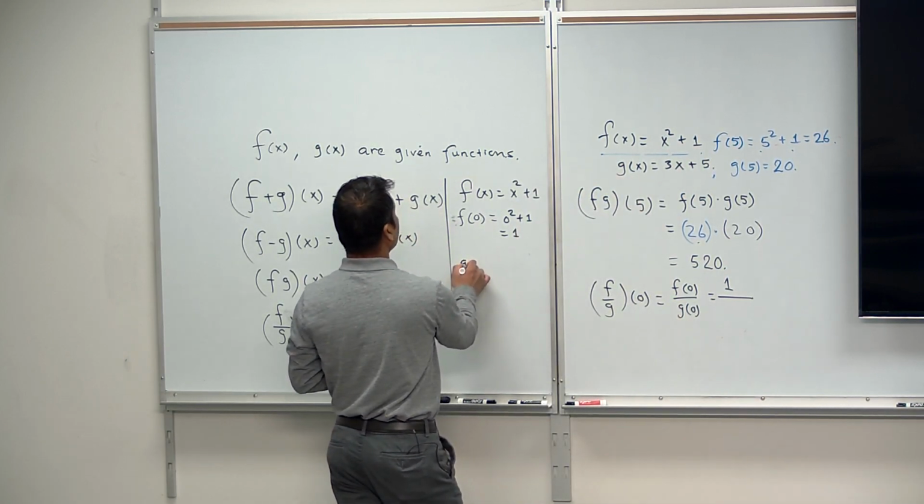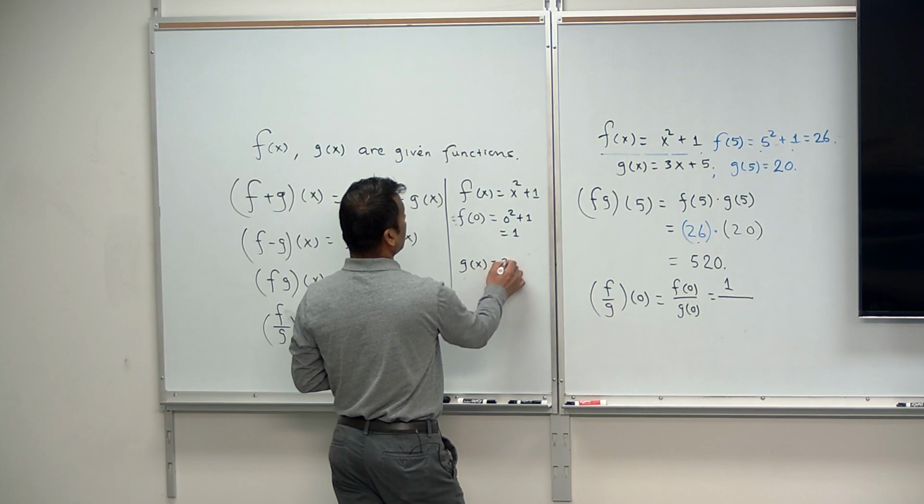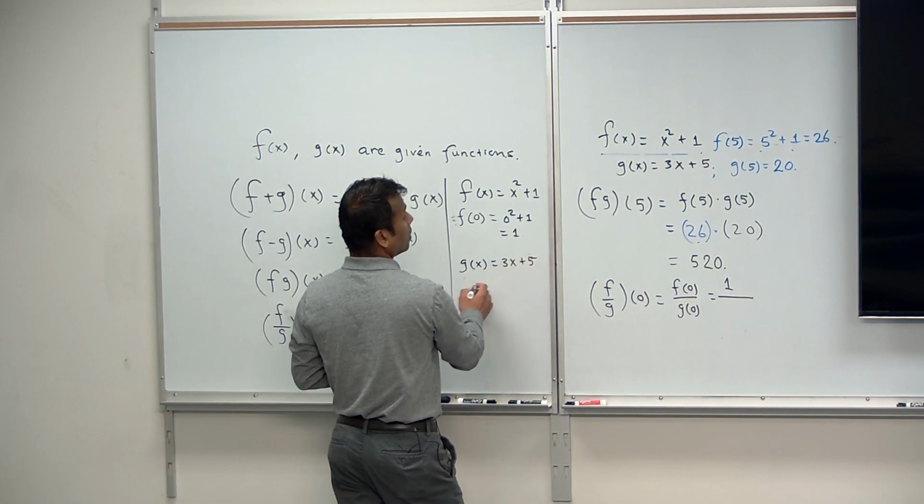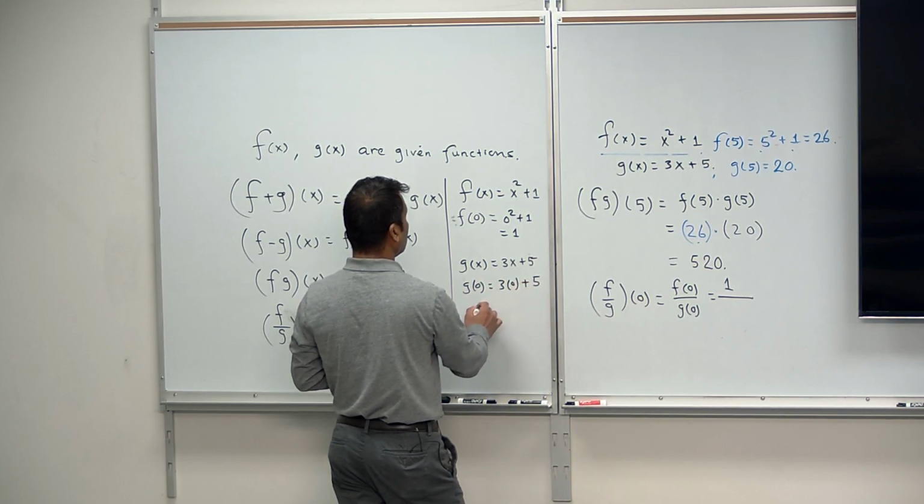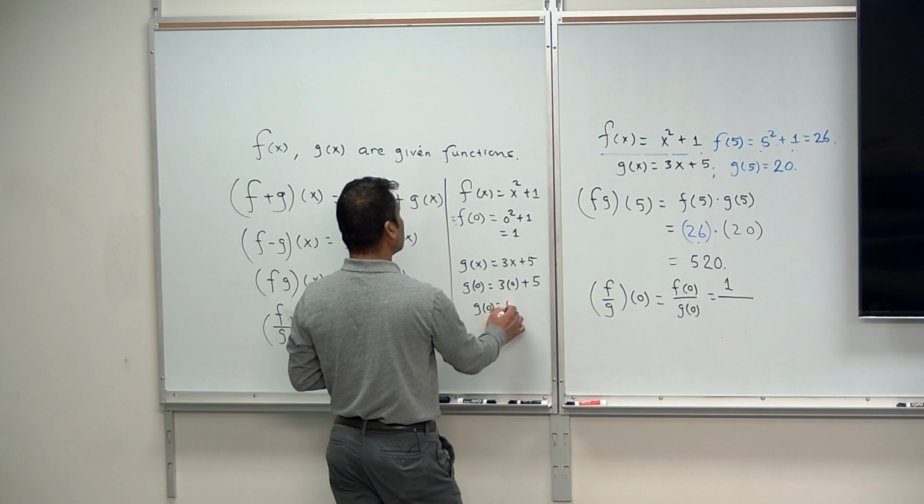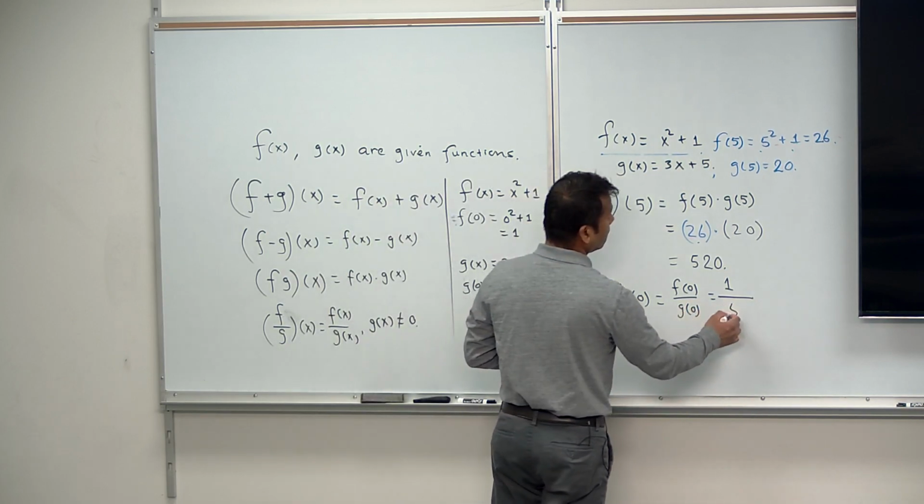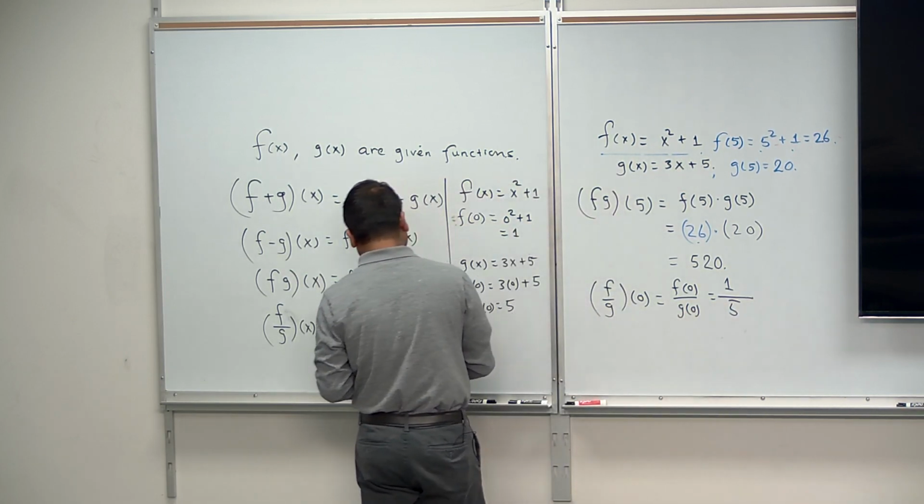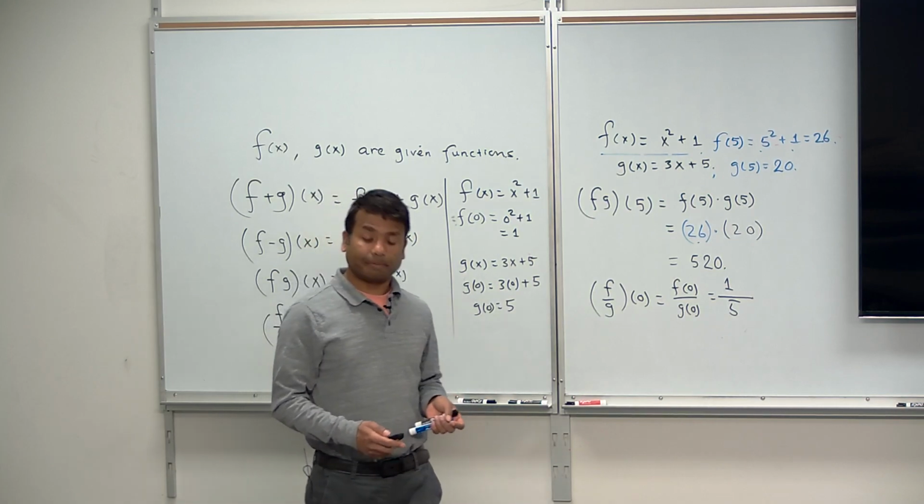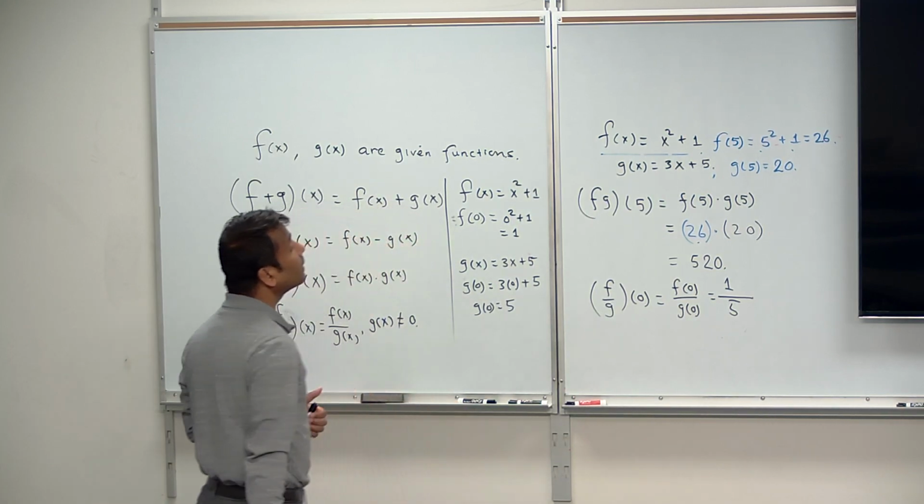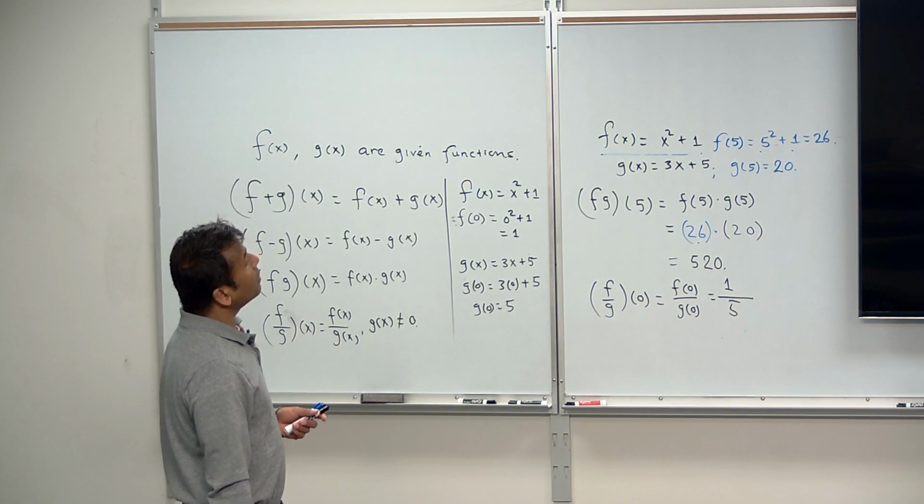So your g of x is 3x plus 5. So you plug in x equal to 0. So this is 3 times 0 plus 5. So that will give you g of 0 equal to what? 5. So this is 1 over 5. Make sense, guys? So now we got it, right?